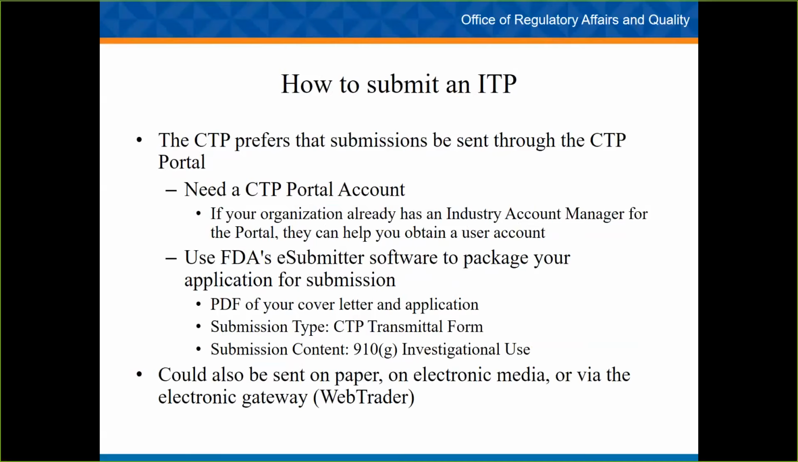You can use FDA's free eSubmitter software to package your application. You would just input a PDF of your cover letter and your application, and you would select for submission type CTP transmittal form. This gives the option of a 910G investigational use when you get to the content section, and then it'll package your submission in order to be able to put it through the portal.